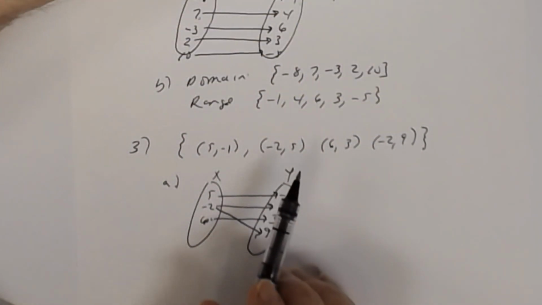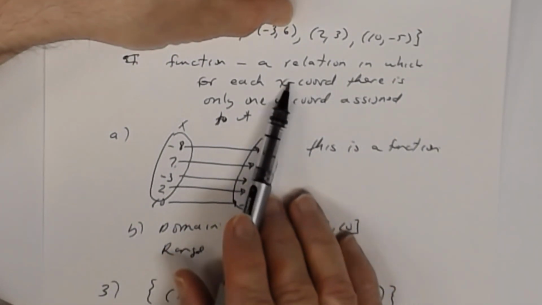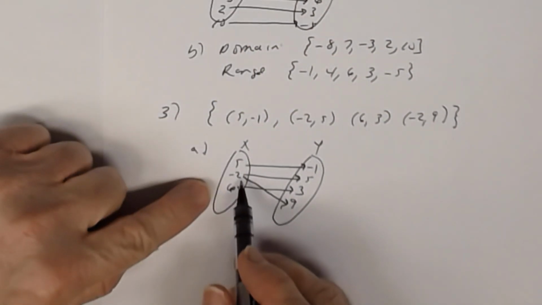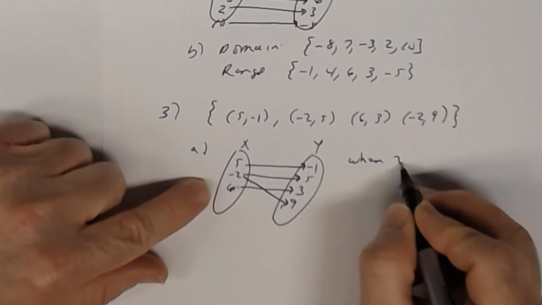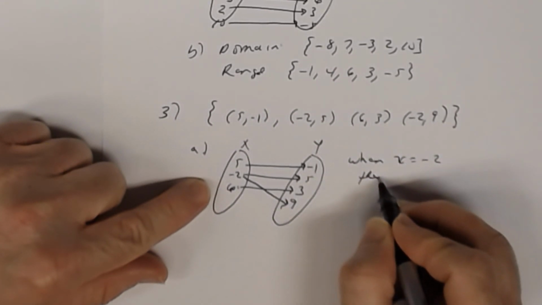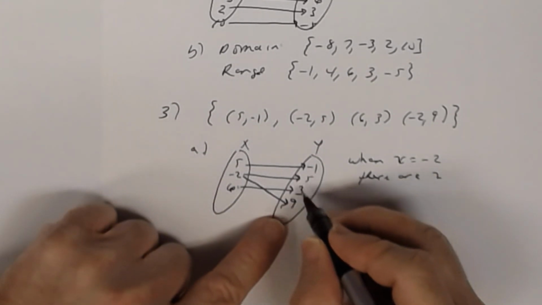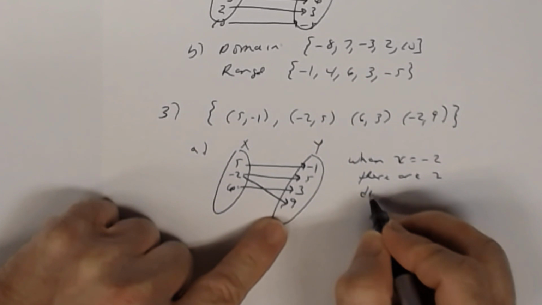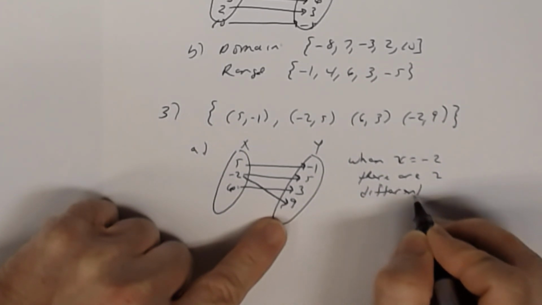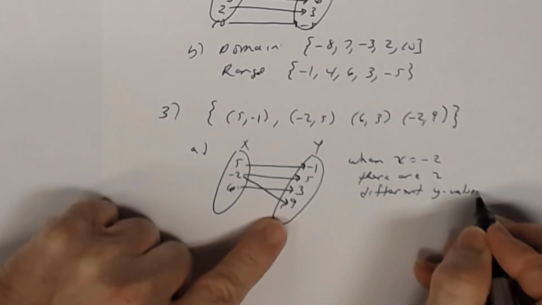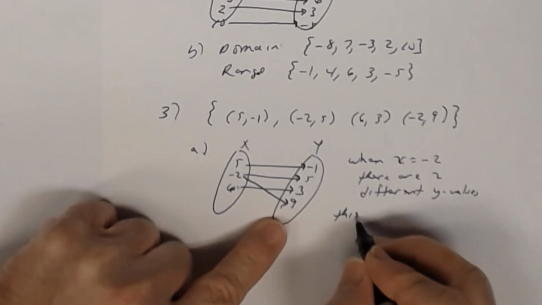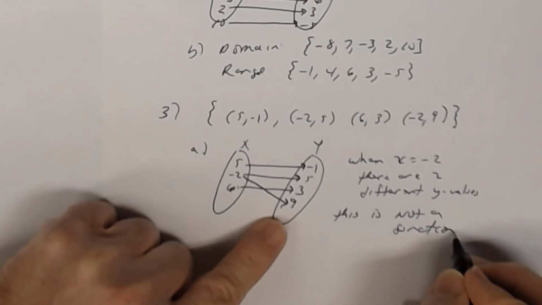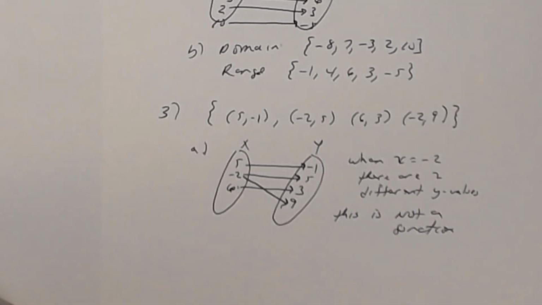Now remember, the definition of function says that for each x coordinate, there's only one y value assigned to it. Notice that when x equals -2, there are 2 different y values, 5 and 9. So therefore, this is not a function. Okay, so this relation is not a function.